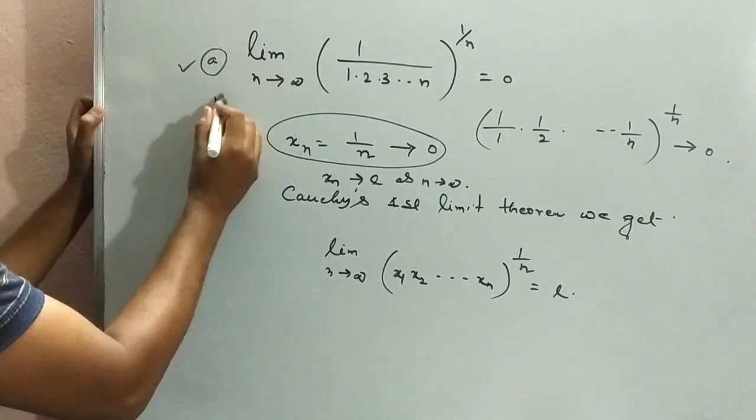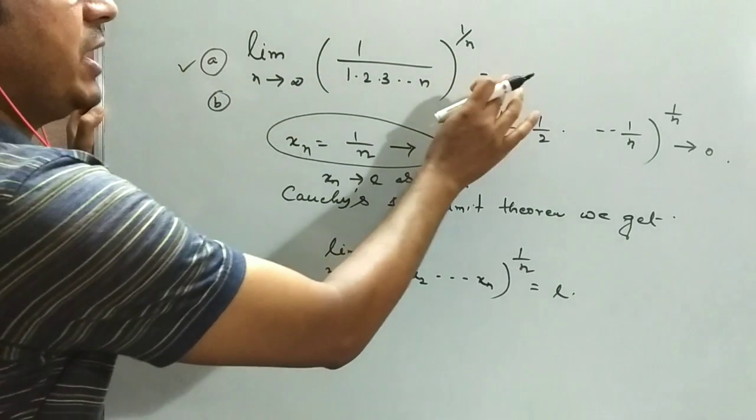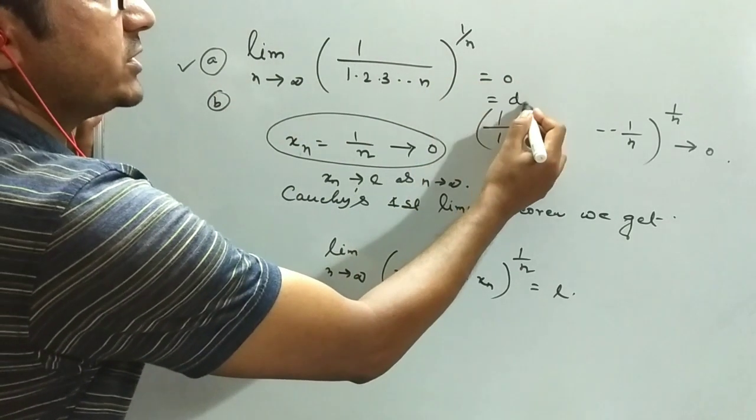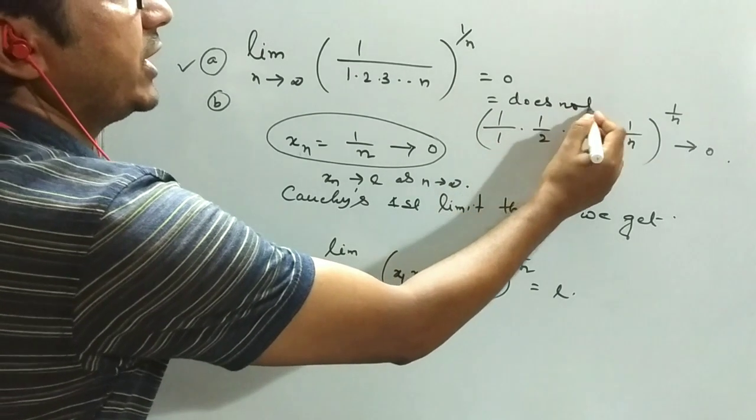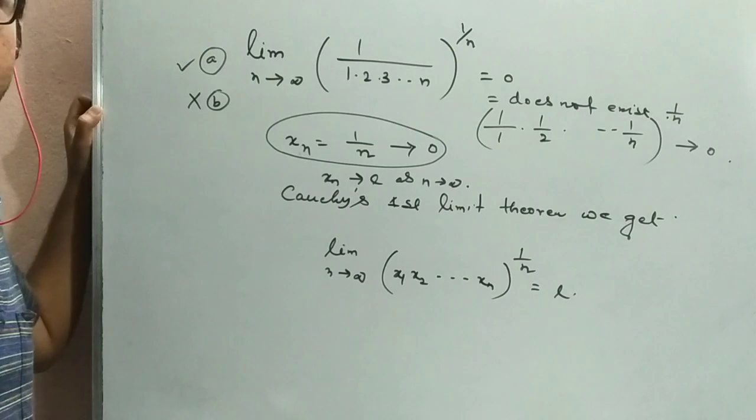And the second option B, this is the same, but it is given that it does not exist, so it is wrong.